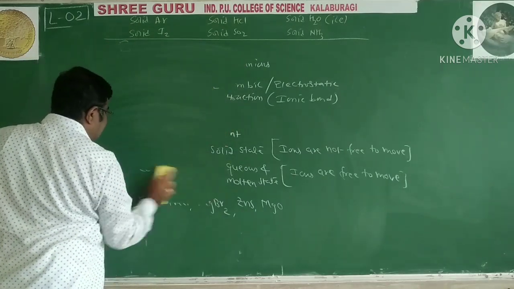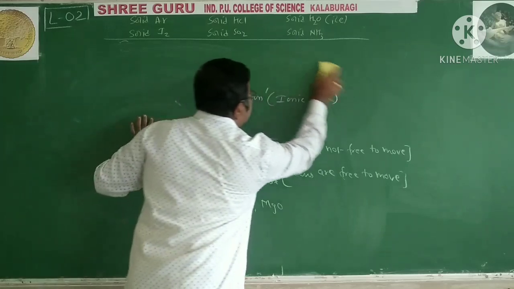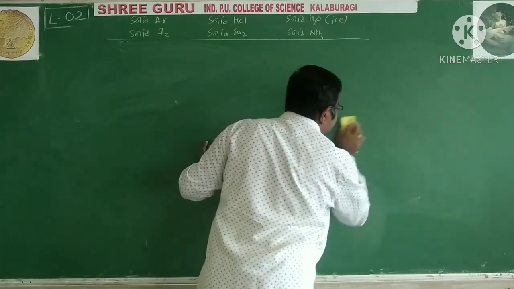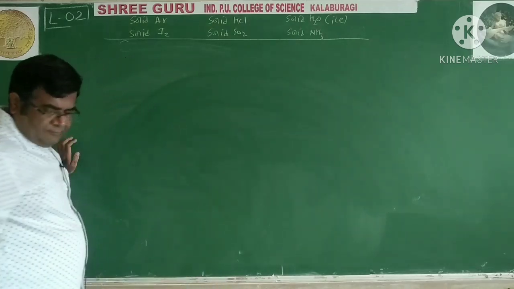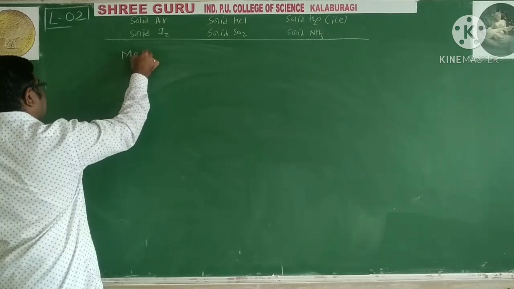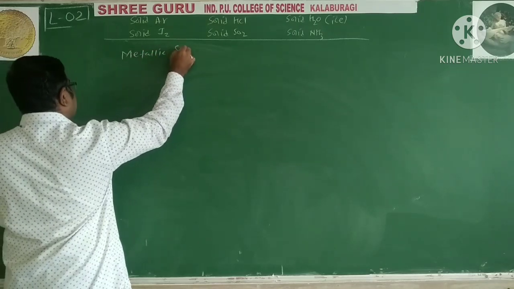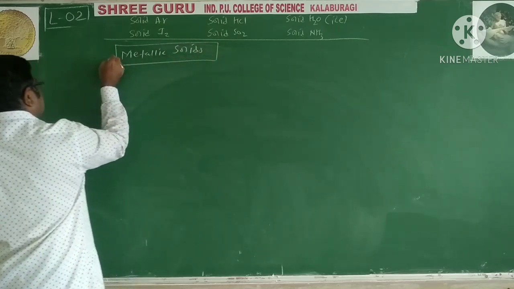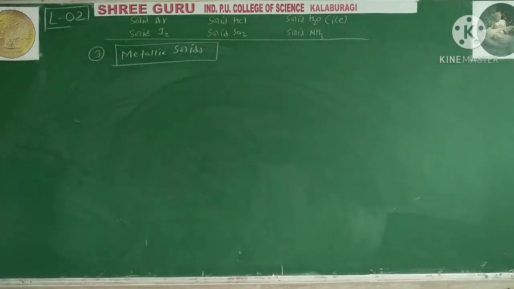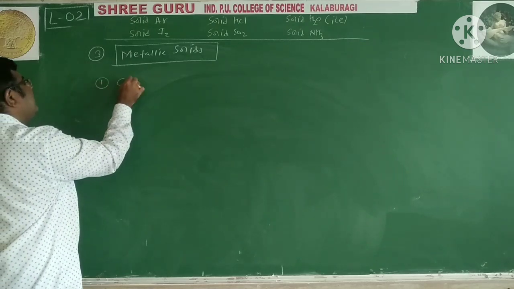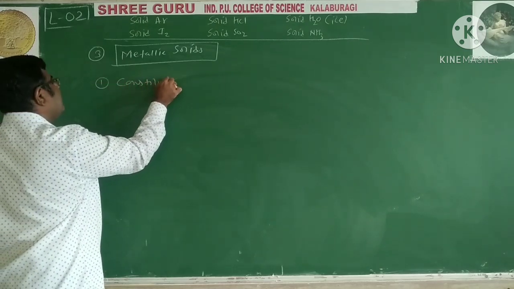Then next is the metallic solids. Metallic solids. Third type of crystalline solid. The first point is, of course, the constituents.